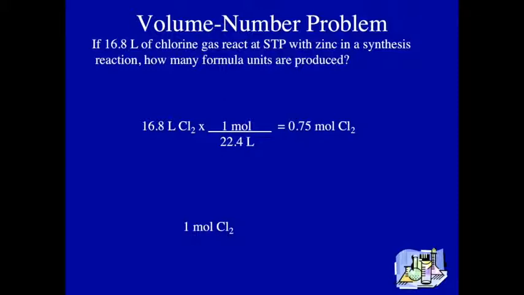One other conversion we need to consider is liters of gas at STP, standard temperature and pressure, 273 Kelvin and approximately 1 atmosphere of pressure. So slightly less, it's 100 kilopascals, which we'll talk about when we get to gas laws. But 16.8 liters of chlorine gas at STP react with zinc in a synthesis, a combination reaction. How many formula units are produced?